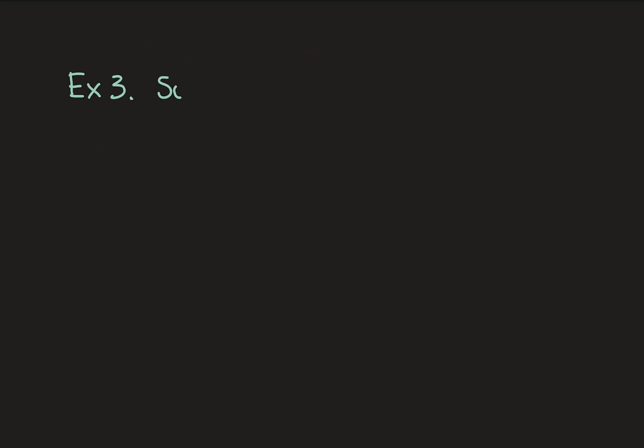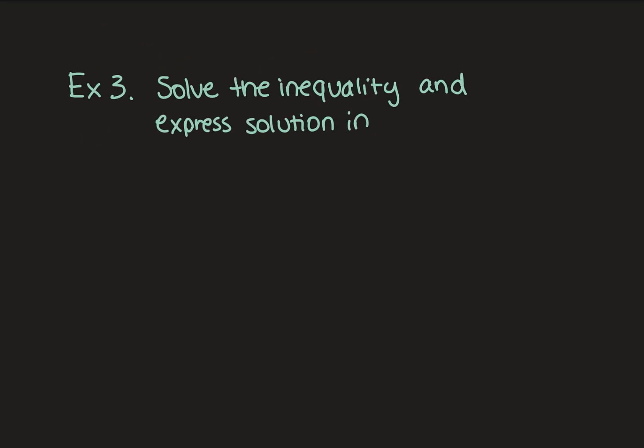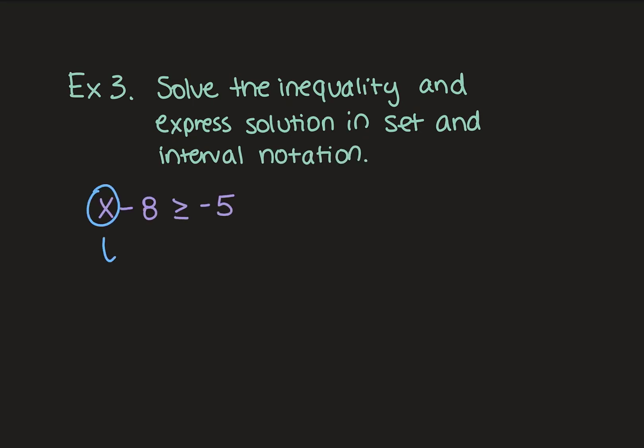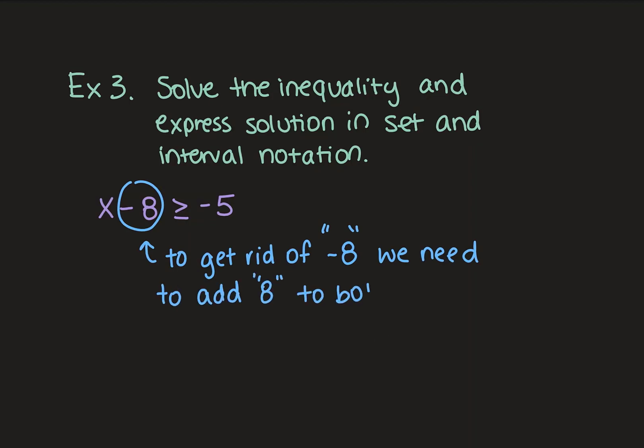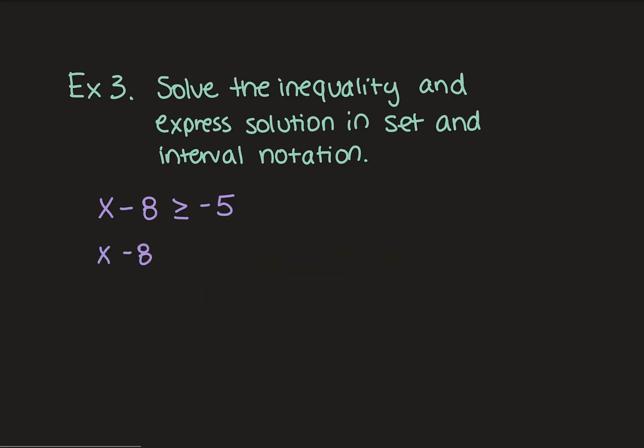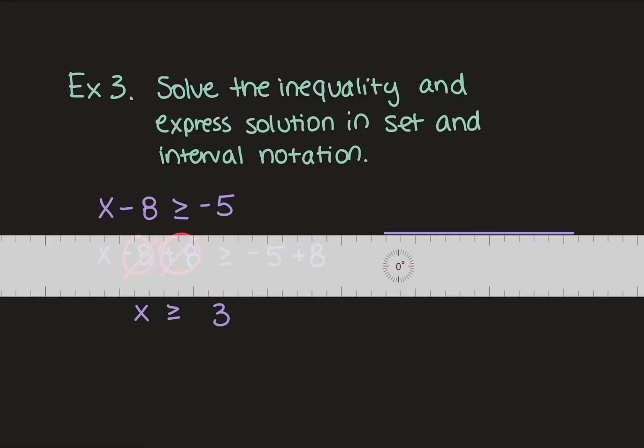For example 3, we wish to solve the inequality and express the solution in set and interval notation. So we will need to isolate our variable x. To get rid of this minus 8, we're going to need to add 8 to both sides of the inequality using our addition property. So adding 8 to both sides, we can cancel out the minus 8 plus 8 on the left, and we're left with x is greater than or equal to negative 5 plus 8, which is 3. Now our variable is isolated and solved for x, and we can express the solution on a graph.